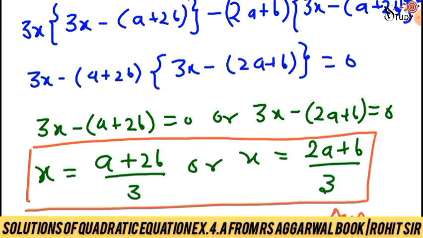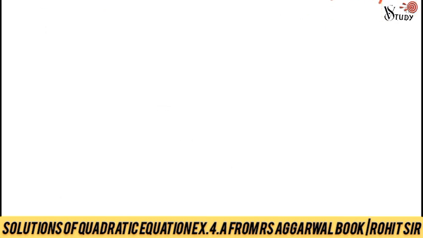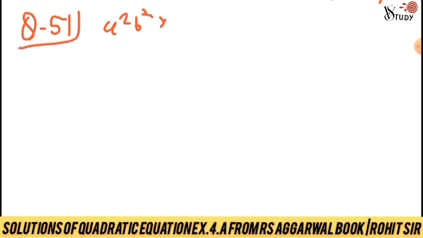Now move to question number 51. Question number 51 is a square b square x square plus b square x negative a square x negative 1 is equal to 0.